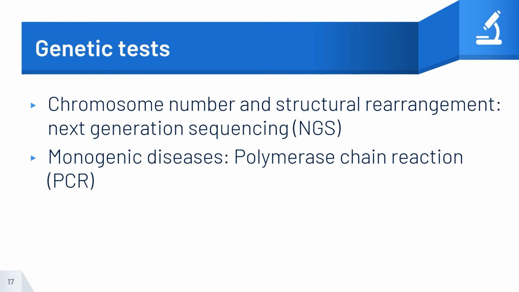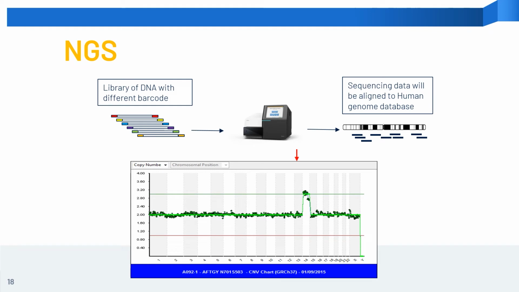Current genetic platform for testing trophectoderm biopsies is called the next generation sequencing, NGS in short, which tests for chromosome numbers and structural rearrangements. For monogenic diseases, polymerase chain reaction, PCR in short, will be applied. For NGS, DNA fragments are created and adapter molecules are bound to the DNA fragments. They are subsequently aligned and compared to human genome database, highlighting the extra or loss of genetic material on certain chromosomes and thereby generating a report.